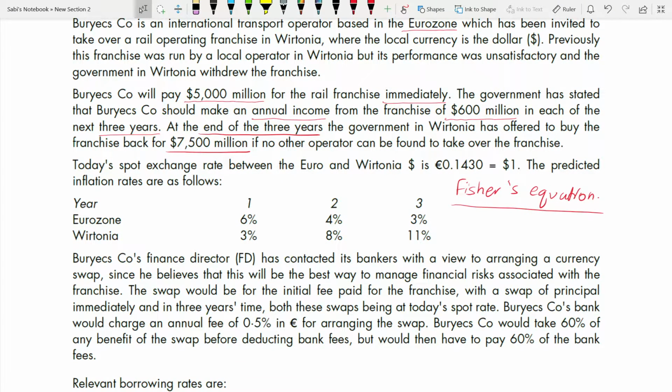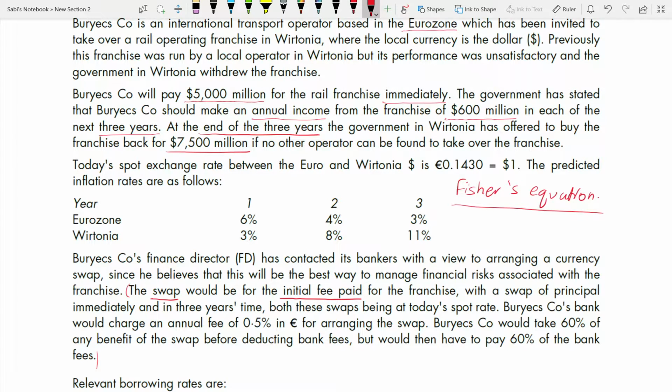Now, Buryecs company's finance director has contacted its banker, right, with a view to arrange a currency swap, saying he believes that this will be the best way to manage financial risk associated with the franchise. Now read this carefully because this is very important. The swap would be for the initial fee paid.